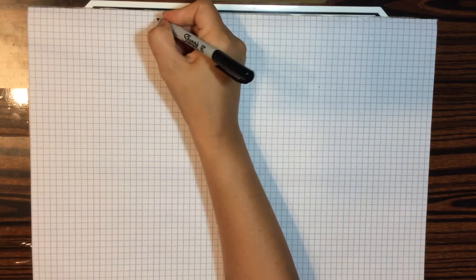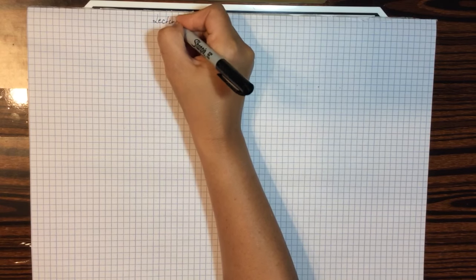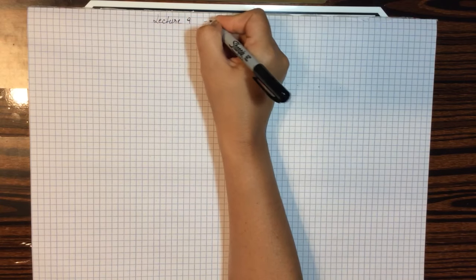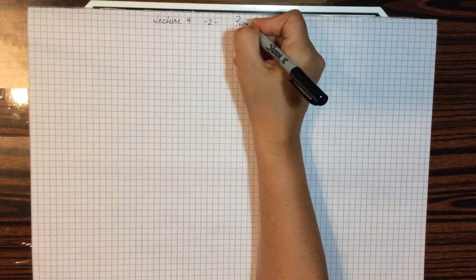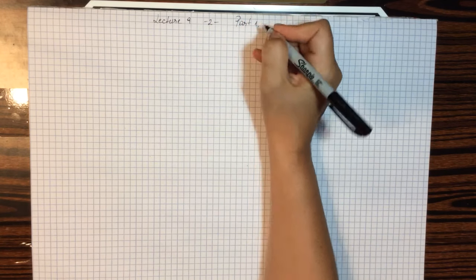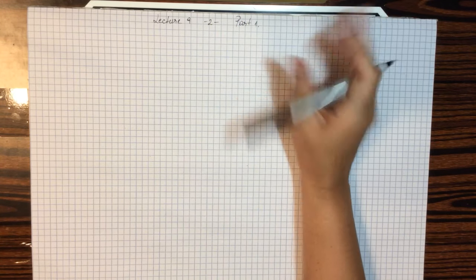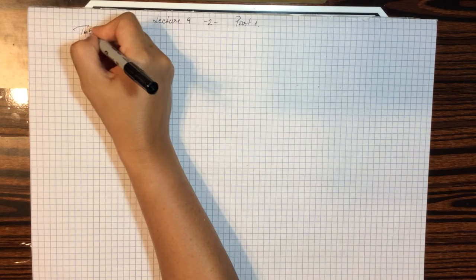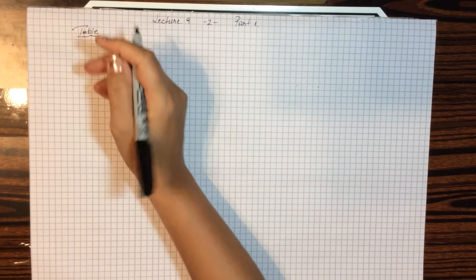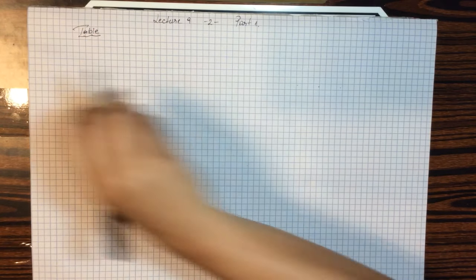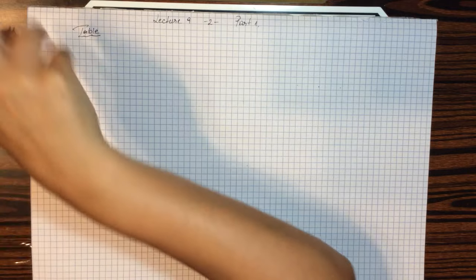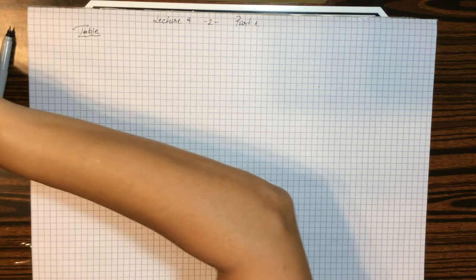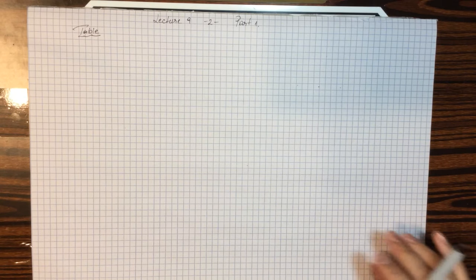Okay. So that is lecture 9, page 2, part 1. So we tabulate the results. So I make a table here. Alright, so bear with me. Okay, looking for my rulers.